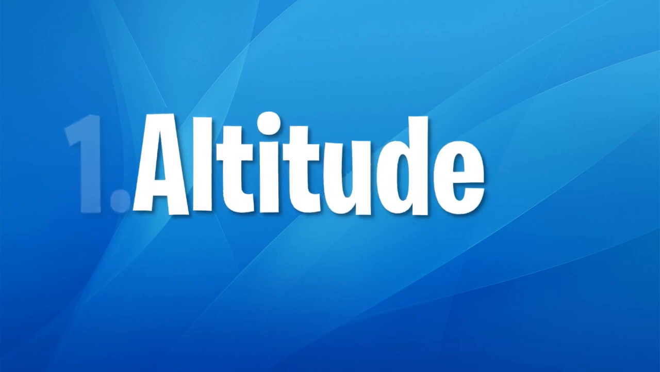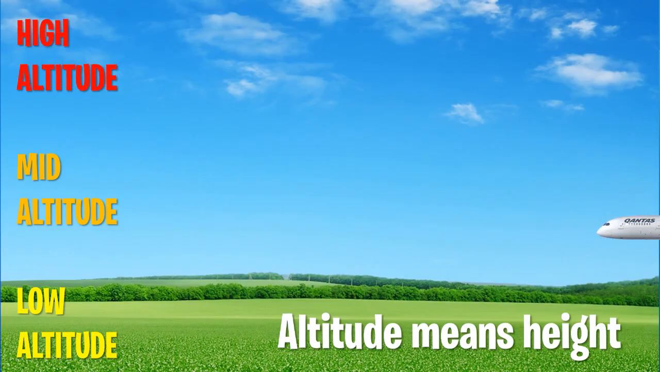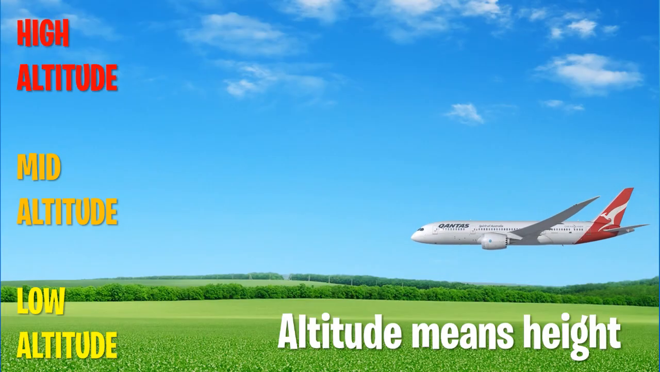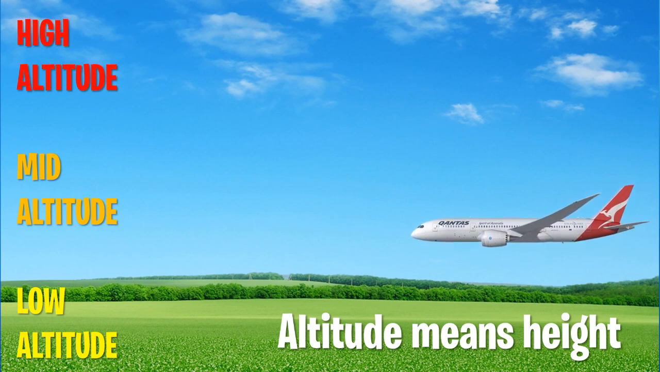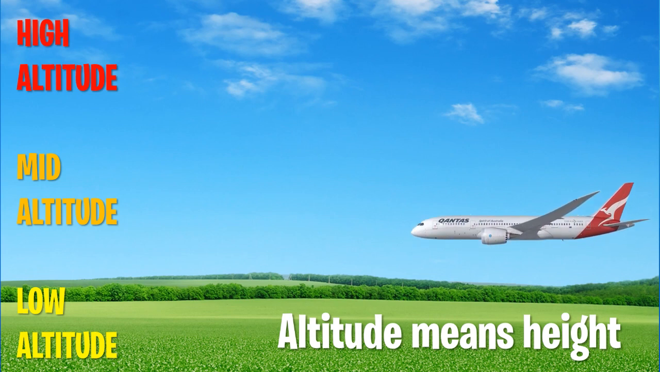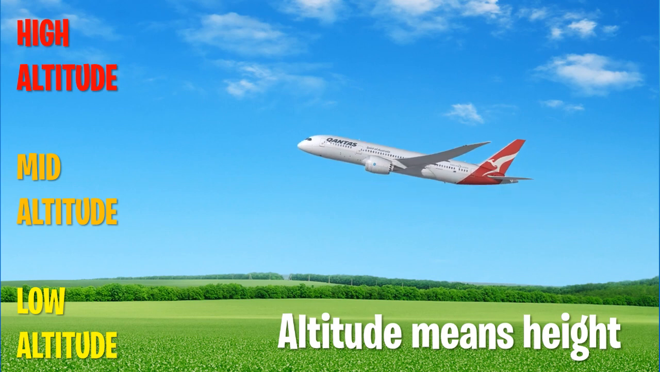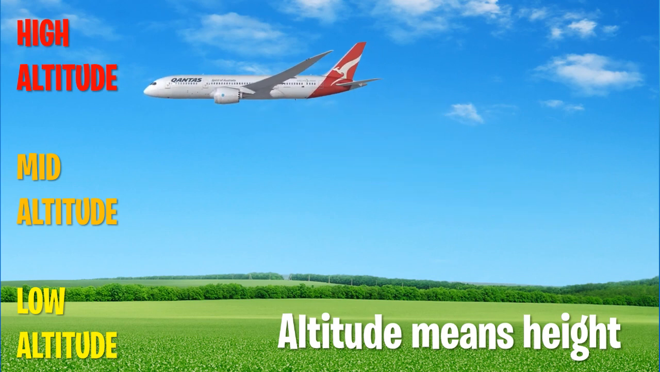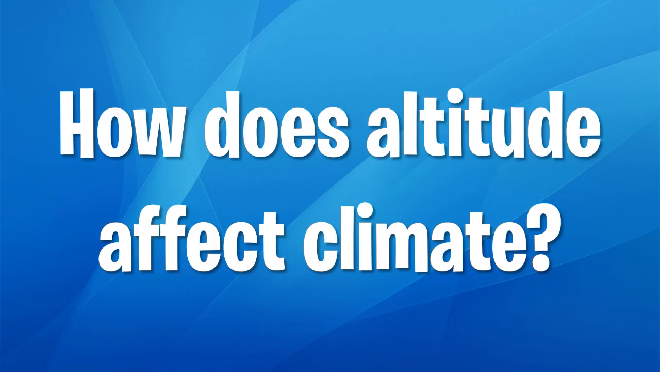Let's start with altitude. Simply put, altitude means height. Anytime you're in an aeroplane, you'll often hear altitude being described. So when we're at this situation, we can see that the plane is at mid-altitude. But as it starts to climb more into the atmosphere, it will be at a higher altitude. So altitude simply means height. But how does altitude affect climate?